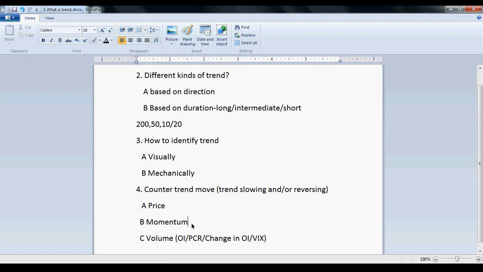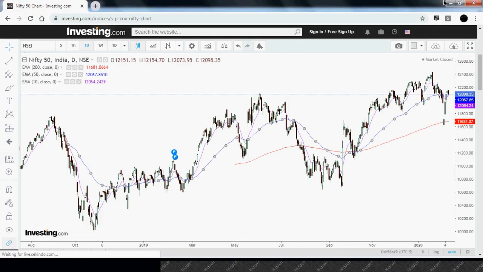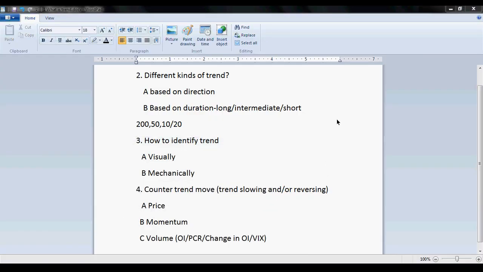Momentum, on momentum I will make separate videos. There will be multiple indicators which we can use to check the momentum of a particular move, or to identify that okay, now these are the momentum indicators, and we'll see what the trend is doing in the eyes of those indicators.